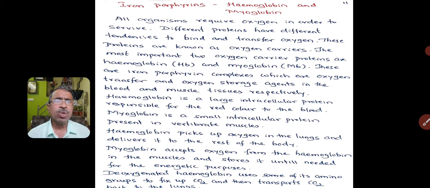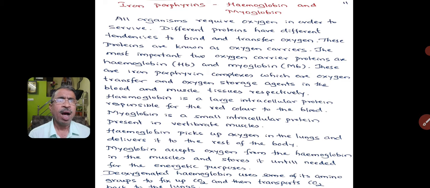The two most important oxygen carrier proteins are hemoglobin, abbreviated as Hb, and myoglobin, abbreviated as Mb. These are iron porphyrin complexes which are oxygen transfer and oxygen storage agents in the blood and muscle tissues respectively. It means hemoglobin carries the oxygen from one part to another and myoglobin stores the oxygen in the muscle tissues.